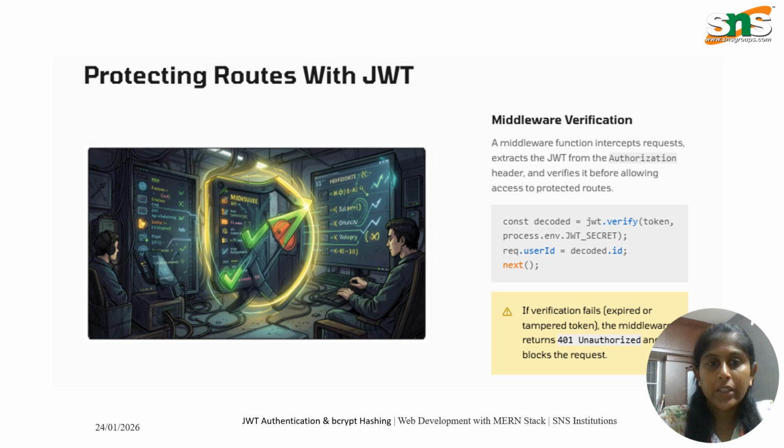Here we are going to explain route protection using JWT. Certain application routes should only be accessible to authenticated users, for example profile pages, dashboards, banking details, or admin panels. When a request is sent, middleware checks whether a valid JWT token is included. The server verifies the token using jwt.verify. If the token is valid, the user is allowed access. If the token is invalid, access is denied. JWT middleware acts like a security checkpoint between the server and the client.